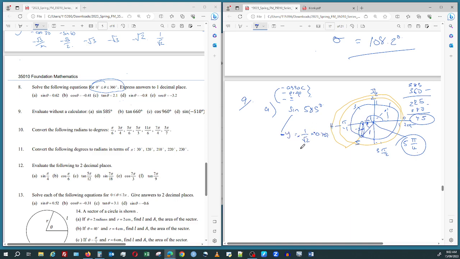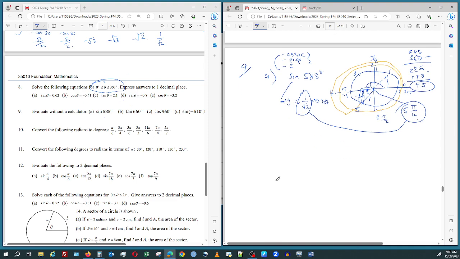So we're looking for, this is our answer. That angle goes together with that y, because sine is y. Okay, so that's all we do. It seems like a lot, but once you get this down, you'll be very, very happy with yourselves. Okay? All right, let's have a look at B.